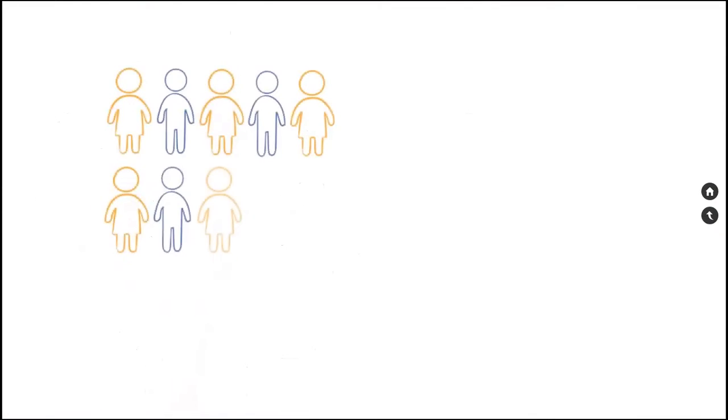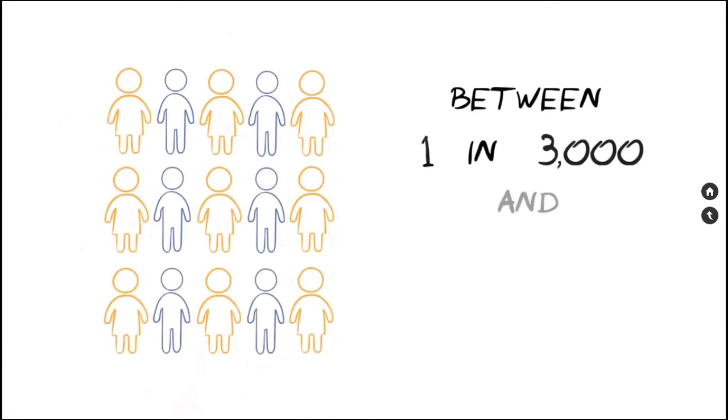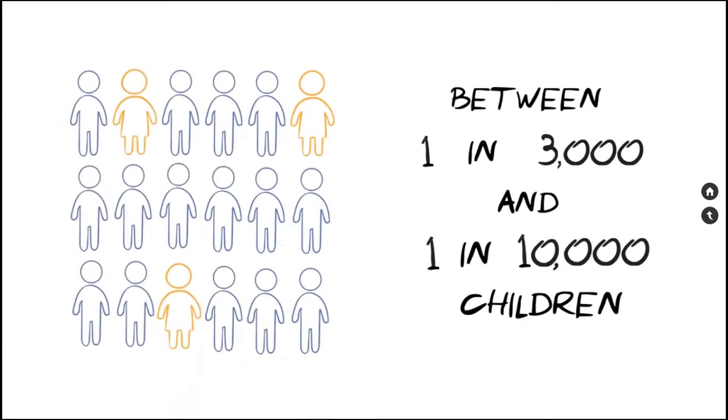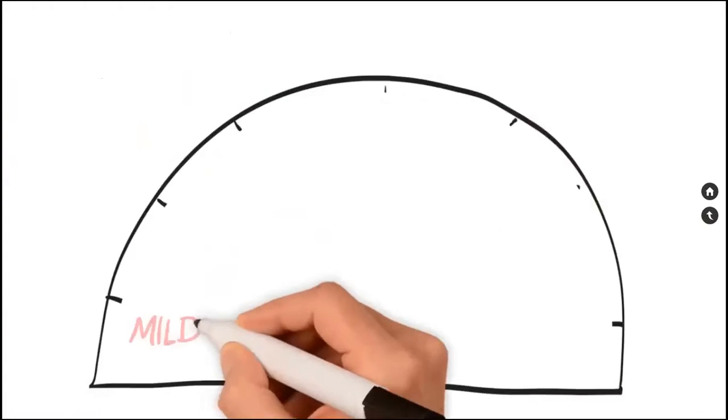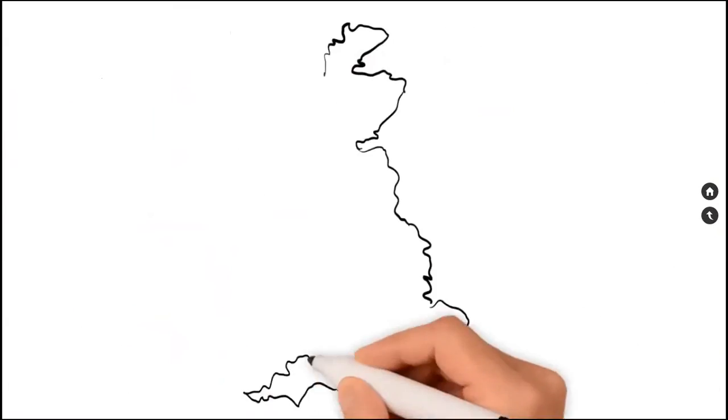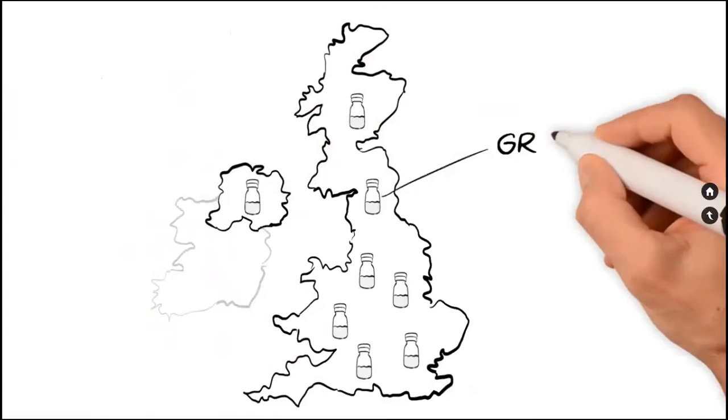Growth hormone deficiency in children is rare, occurring between 1 in 3,000 and 1 in 10,000 children. It tends to be more common in boys than girls. The extent of growth hormone deficiency can vary from mild to severe. Either way, growth hormone is widely available in the UK, so everyone should be able to get the treatment they need.